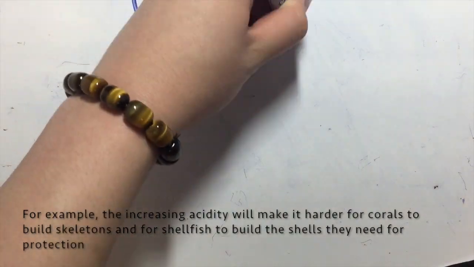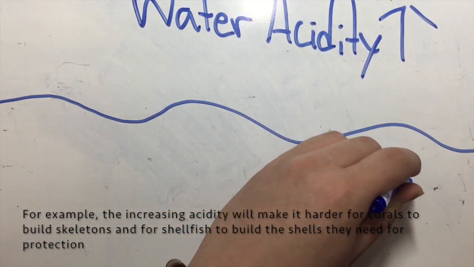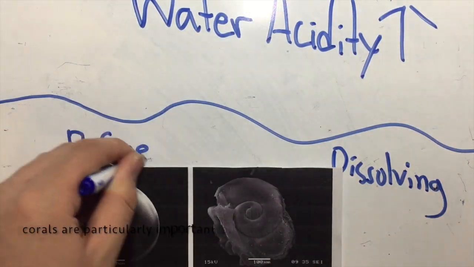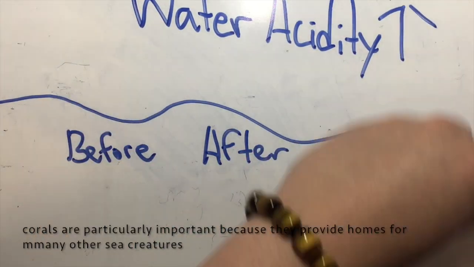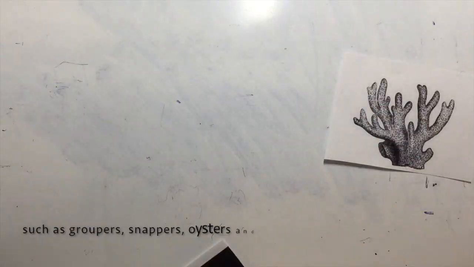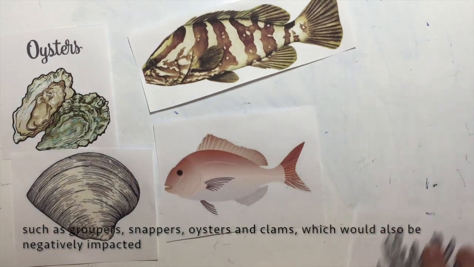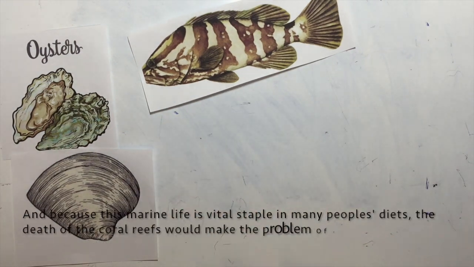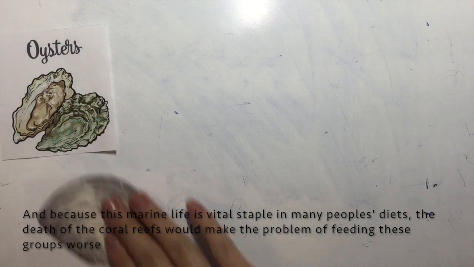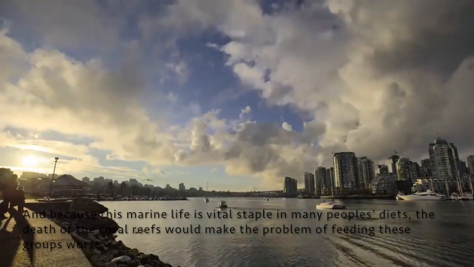For example, the increasing acidity will make it harder for corals to build skeletons and for shellfish to build the shells they need for protection. Corals are particularly important because they provide homes for many other sea creatures such as grouper, snapper, oysters, and clams, which would also be negatively impacted. And because this marine life is a vital staple in many people's diets, the death of coral reefs would make the problem of feeding these groups worse.